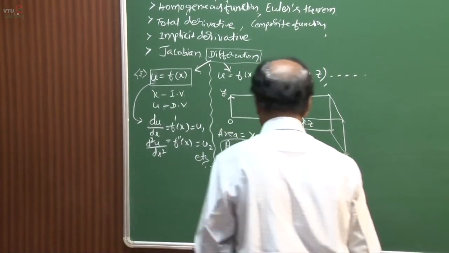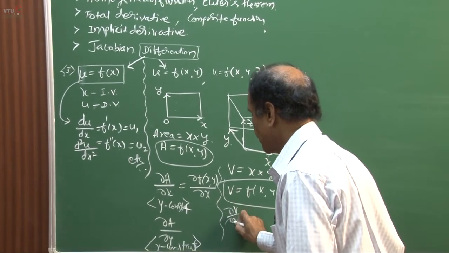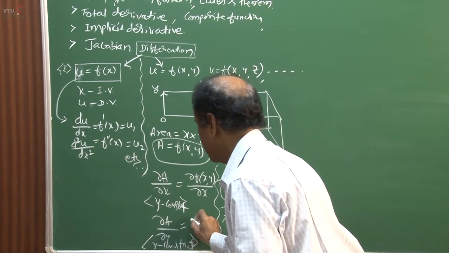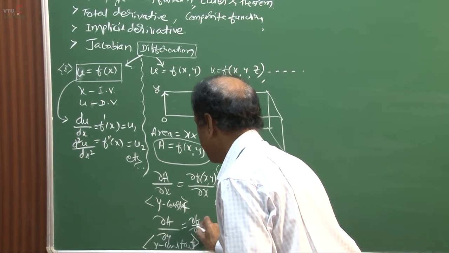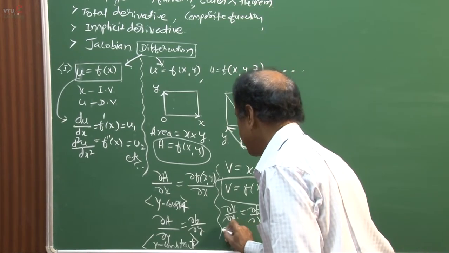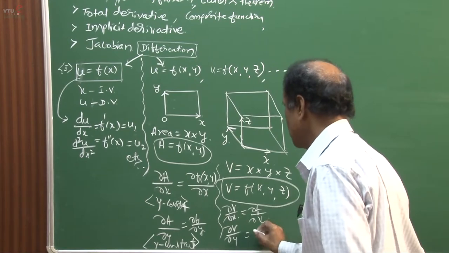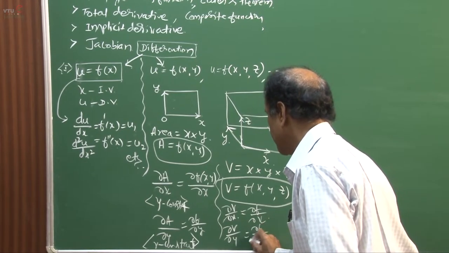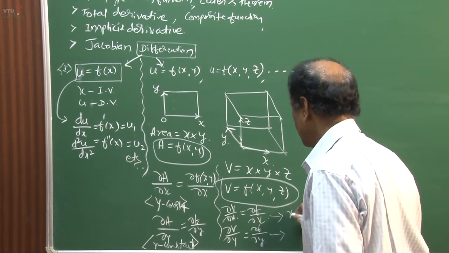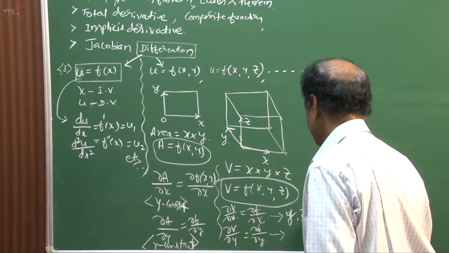x is constant. Here, del v by del x is equal to del f divided by del x. Similarly, del v by del y is equal to del f divided by del y. In this case, y and z are constants.